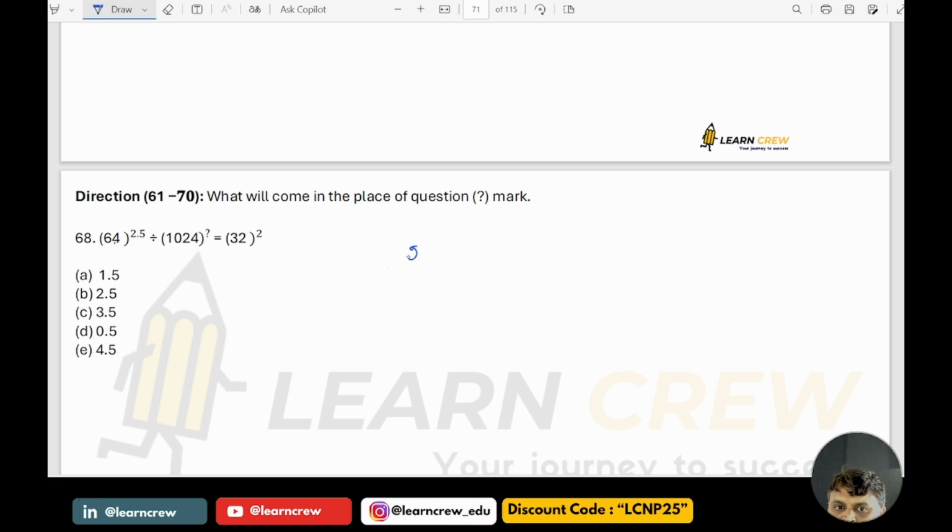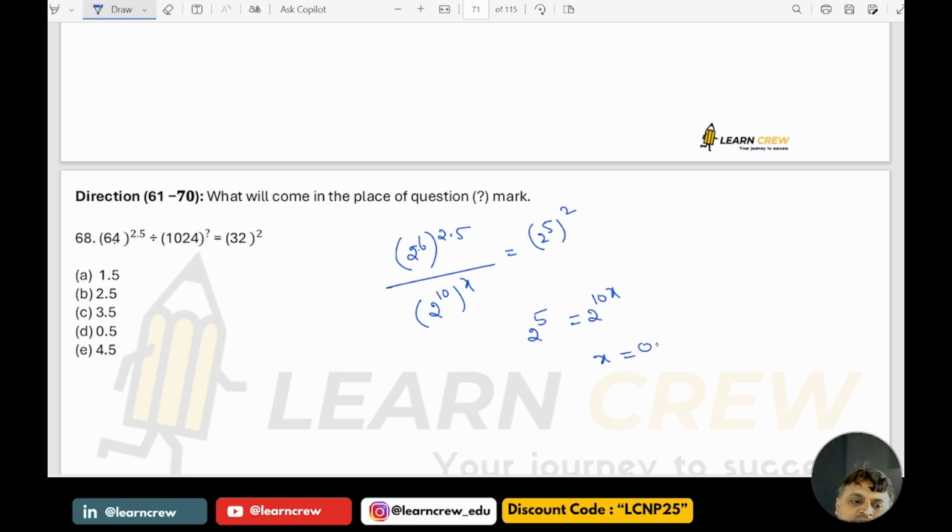6. 2 power 6 whole power 2.5 divided by 2 power 10, okay, is 1024 whole power x, it is 2 power 5. 2 power 5 whole square. 6 into 2.5, 15. Okay, 15 minus 10. 15 minus 10 is 2 power 5. 2 power 5 is 10x. So thereby you will get x as 0.5. X as 0.5. So answer is D.